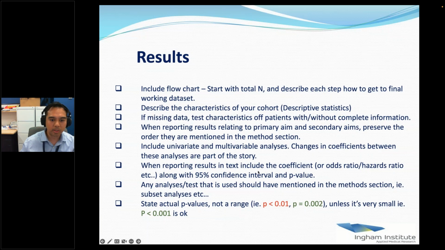When reporting your results in text, I like to include the statistics, so the odds ratios, hazard ratios, along with their confidence intervals and p-values. Any analysis or test that you have done should be mentioned in the methods. And for p-values, I like to state the actual p-value, not some range, unless it's very, very small. For example, p less than 0.001 is usually okay for most journals.